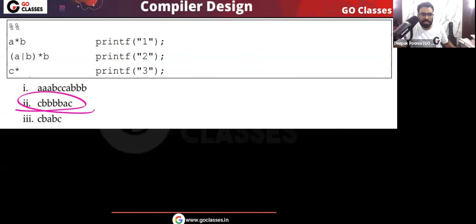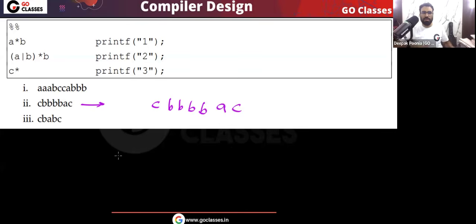Let's solve for this second string. For the first string we have already done. Let's see for the second string. So you can see the second string is C, B, B, B, B, 4 times B, then there is AC. Okay, so let's read this character string from left to right, character by character. So you can see when I read this C, which regular expression is in the race? Only this third is in the race. These are not in the race, first two, because there is no C in these regular expressions.